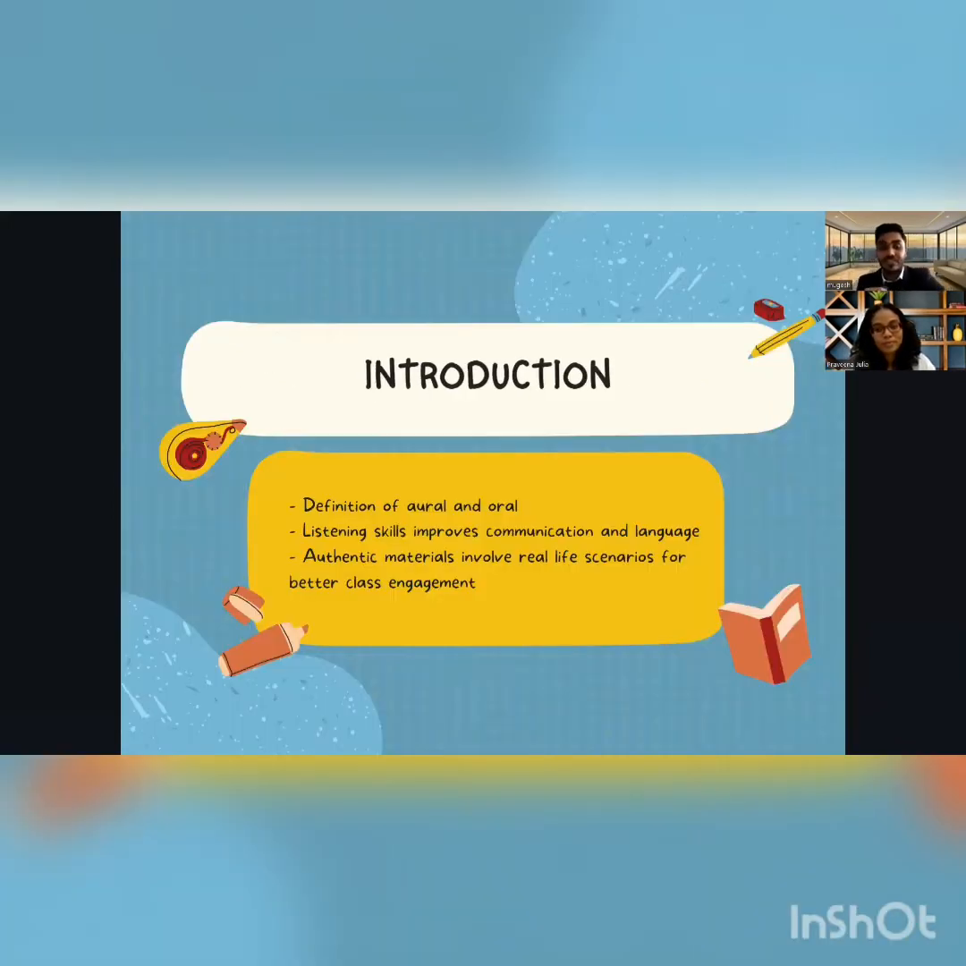All right, for the introduction part, English speakers often find the words aural and oral similar, but they actually have different meanings. The ear or hearing is referred to as aural, whereas the mouth or speaking is referred to as oral. Good listening skills help to improve language, socializing, and productivity.